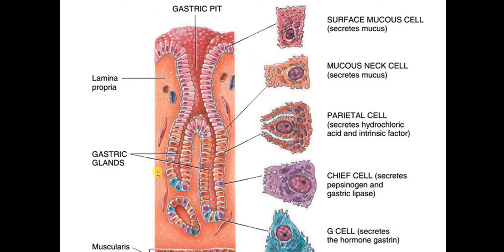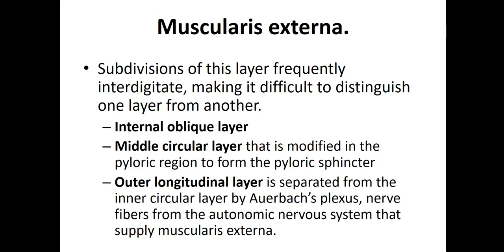Okay. Of course, below it we have lamina propria. In between these glands we have lamina propria. Below it we have muscularis mucosa. Then after muscularis mucosa we have submucosa, and so on. Then muscularis externa, which we'll discuss soon. And of course around it we have serosa, because the stomach is an intraperitoneal organ, mesoperitoneal, but it doesn't matter. So, muscularis externa.